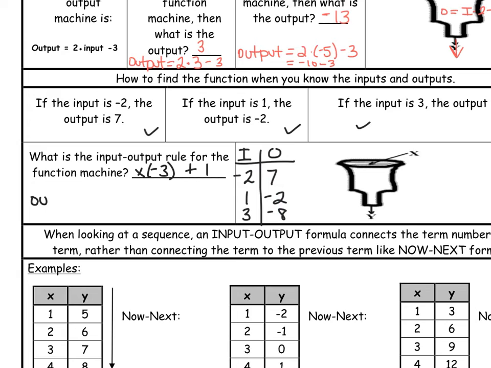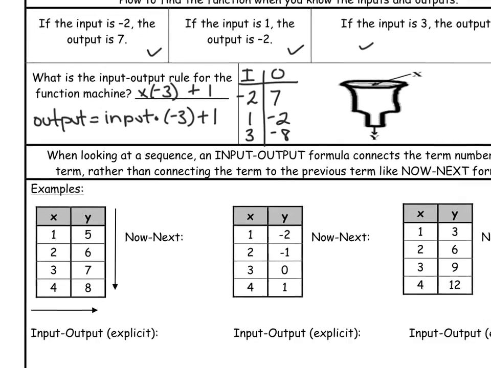So our output equals our input times negative 3, and then we add 1. And this one was kind of a hard one. We'll take a look at the examples on the bottom. They're not nearly as hard to decipher.